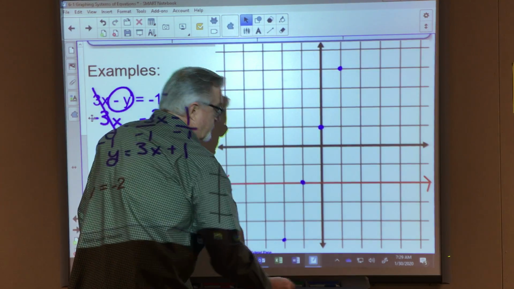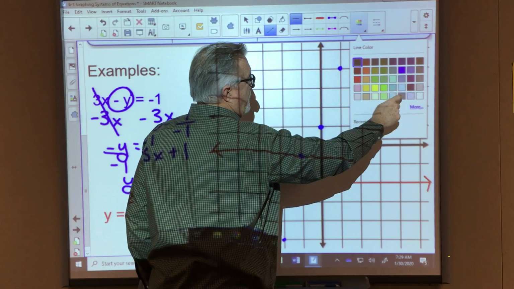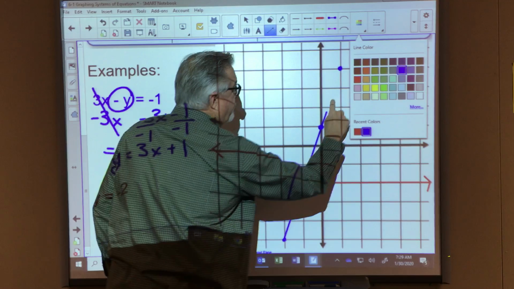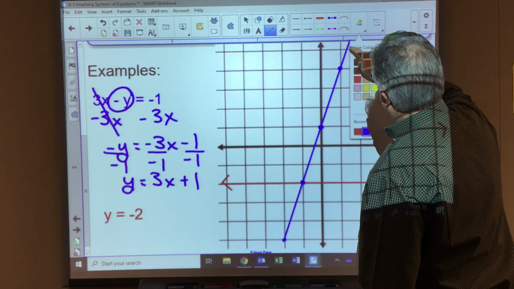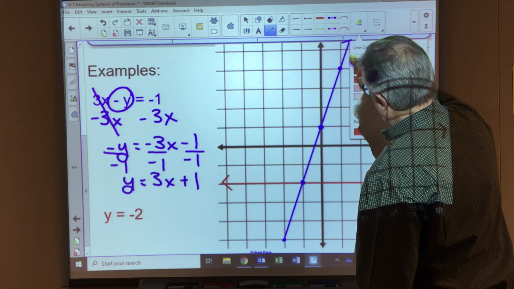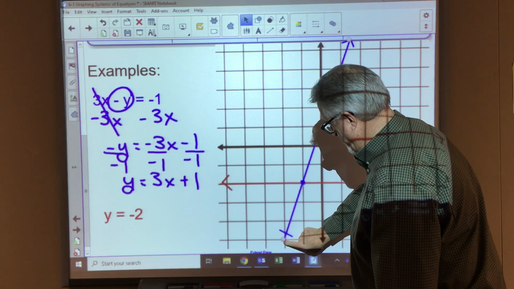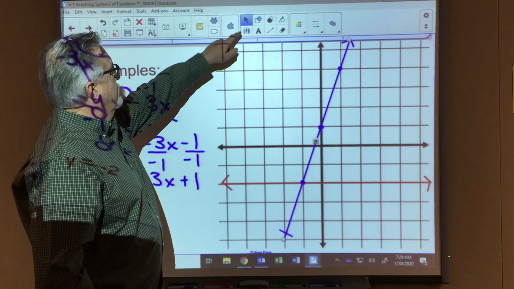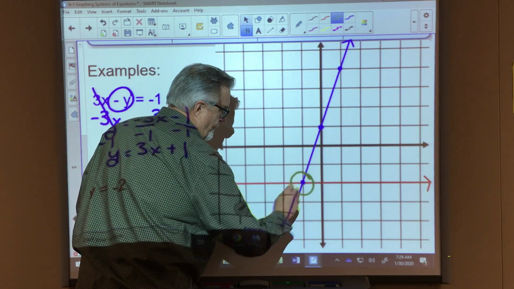All right? So when we graph this line, let's make it a nice blue line to match our equation so we keep things straight. It's going to come up and it's going to go right through here. And if you notice, we have a point of intersection, and that point of intersection is right here.